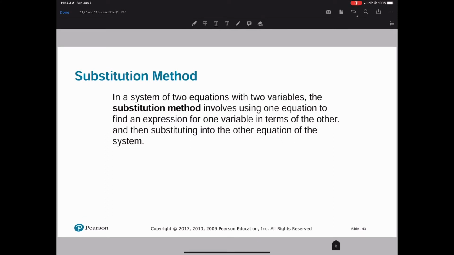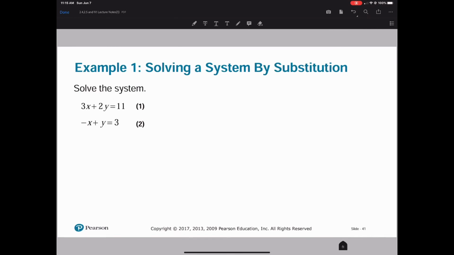So the first method we're going to look at is the substitution method. In a system of two equations and two variables, the substitution method involves using one equation to find an expression for one variable in terms of another, and then substituting into the other equation of the system. So we're basically going to solve for a variable, then substitute that back into the other equation. So let's do that.